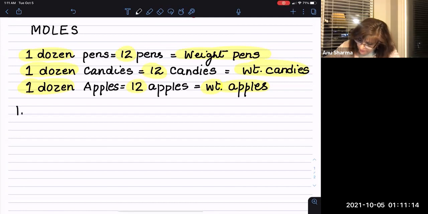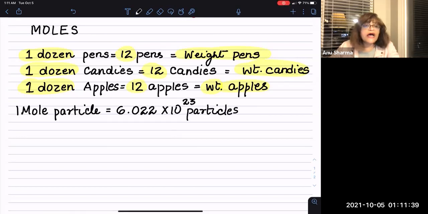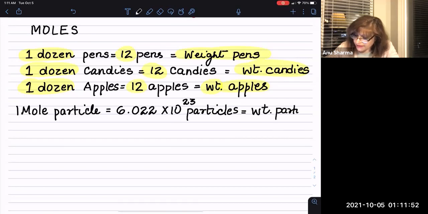So 1 mole of anything, 1 mole of particles, and these particles could be a particle of anything, this means that there are 6.022 times 10 to the power 23 particles. Now that's a big number because basically we are dealing with atoms. That is why we needed that big of a number. So 1 mole of particles is 6.022 times 10 to the power 23 particles, and whatever those particles are, that's the weight of those particles.